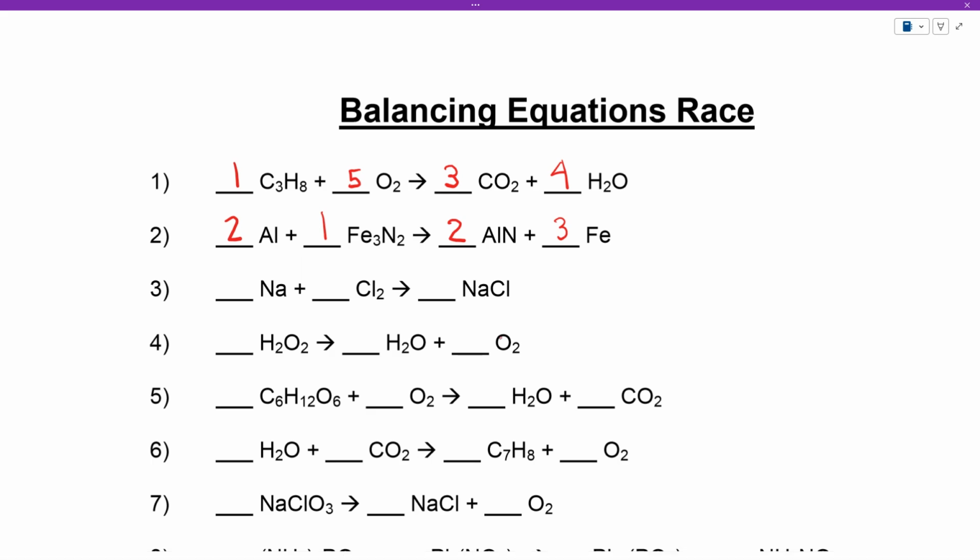Next, we have Na plus Cl2 yields NaCl. This is a synthesis reaction. So firstly, let's match the chlorines. Over here we have 2, over here we only have 1, so let's put a 2 here. But now we have two sodiums over here. So let's match it on this side by writing a 2. And this should be 1.